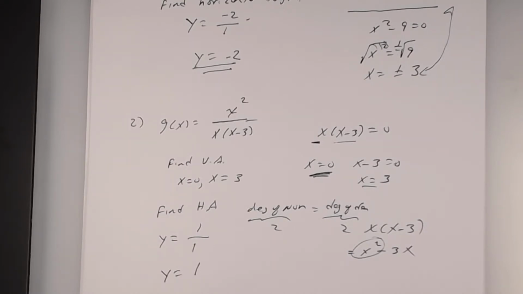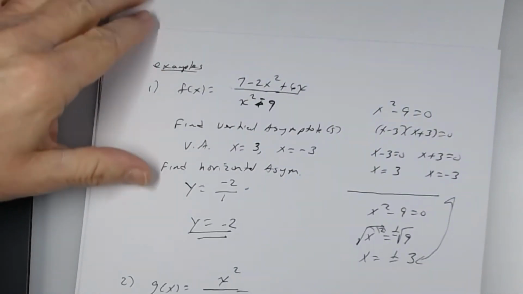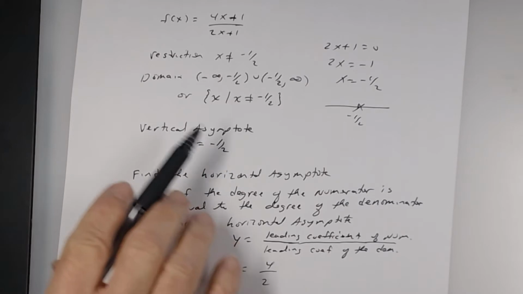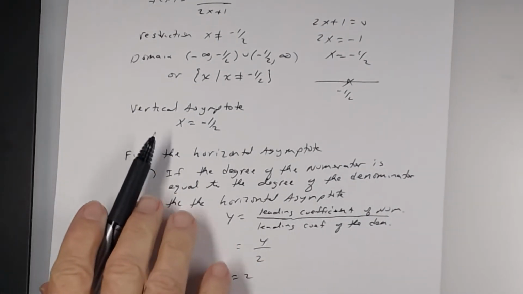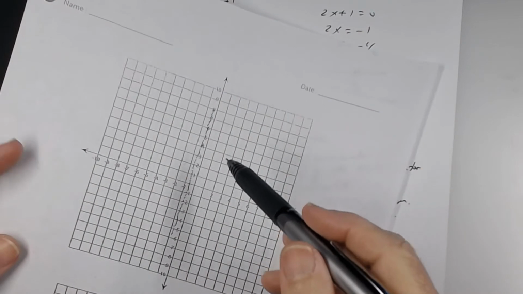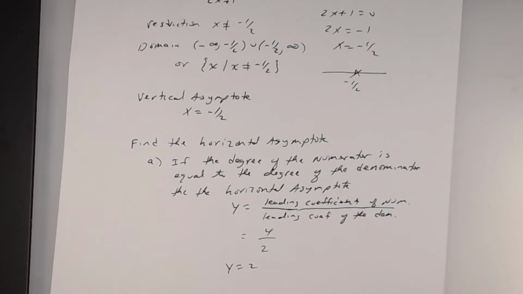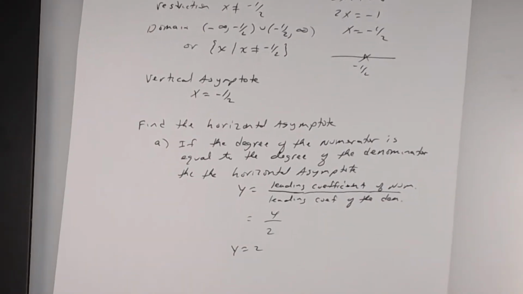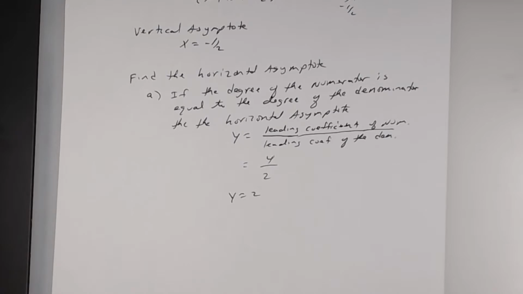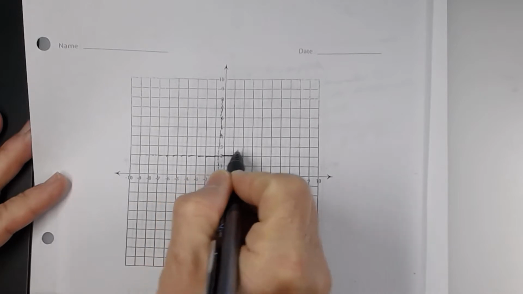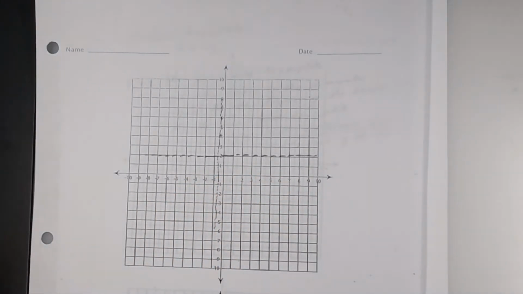Okay? Now let's go back to the first one we were doing. This one here. Right here. And let's continue graphing. So we've graphed the vertical asymptote. So that's this dotted line. Okay? Then let's look at the horizontal asymptote, which is y equals 2, right? You agree? You do this. You see what I just did?